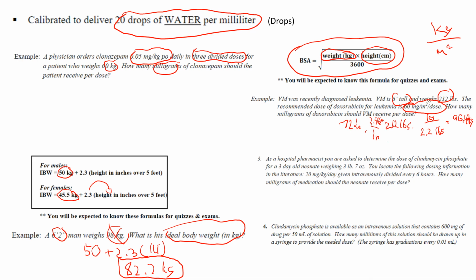183. So now we can use this equation: 96.4 times 183 over 3600. Then once you've done all that math, you take the square root of it. And in this case, I got a body surface area of 2.2. So that's their body surface area in meters squared.